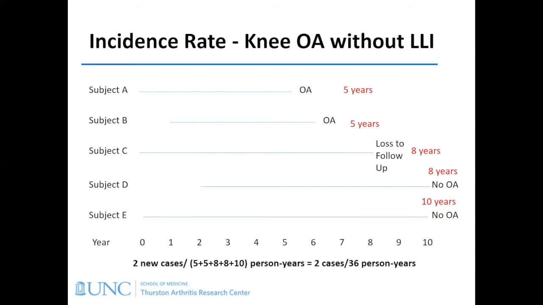And now I have done it for individuals who did not have a leg length inequality. So we look at how many person years each contributed, and we add that for the denominator, and we end up with 2 cases for 36 person years.